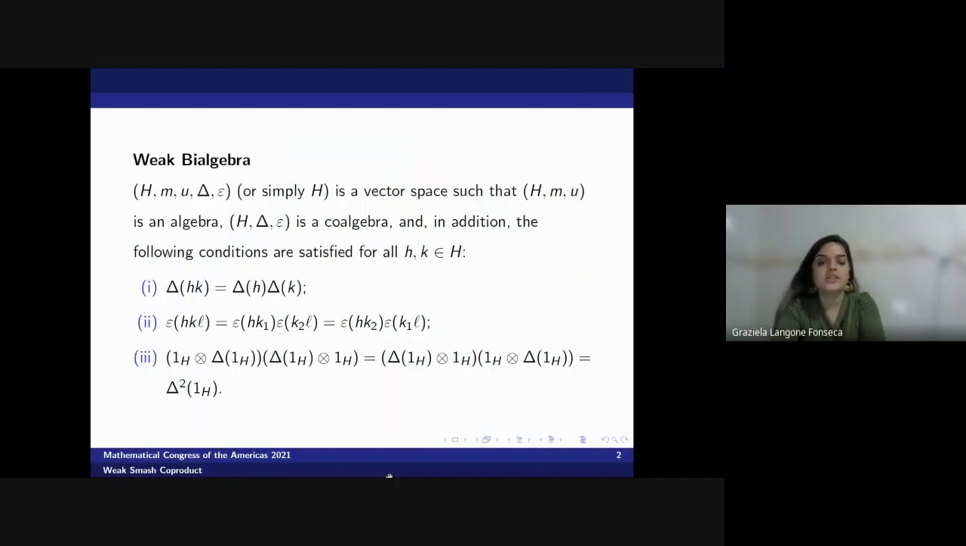I start this presentation by reminding the definition of a Weak-Bi-algebra. This is a vector space that is an algebra and a coalgebra, and in addition, these three conditions are satisfied.